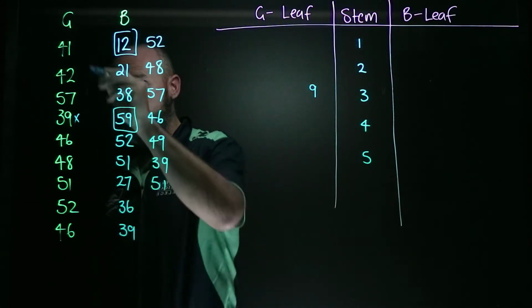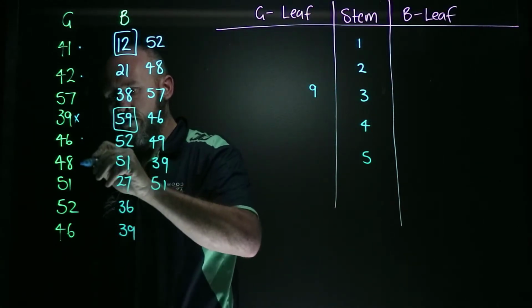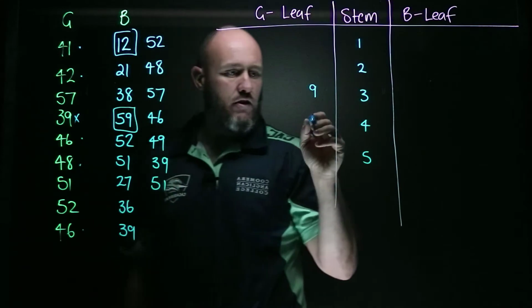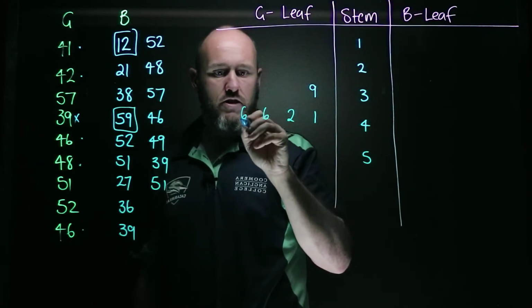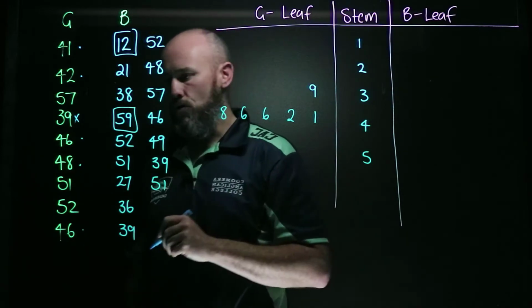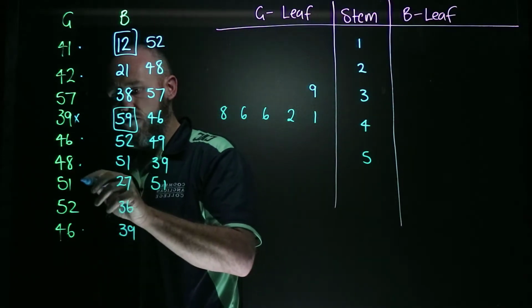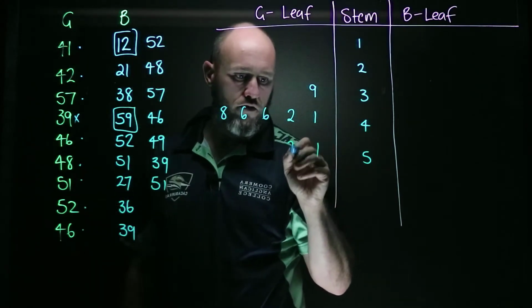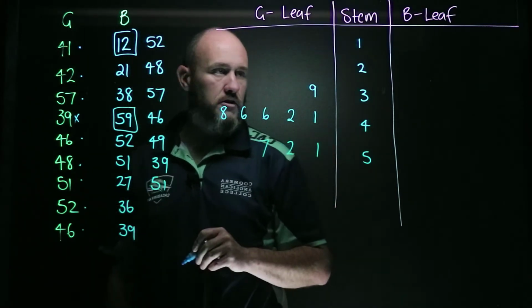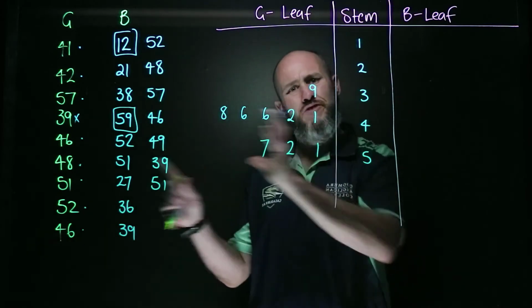Now my 40s, I've got 41, 2, 6, 8 and 6. So that's 1, 2, 6, 6, 8 is ordered. And then 50s, I've got 1, 2, 7. 1, 2 and 7. So there's my stem and leaf for the girls, but it goes this way.